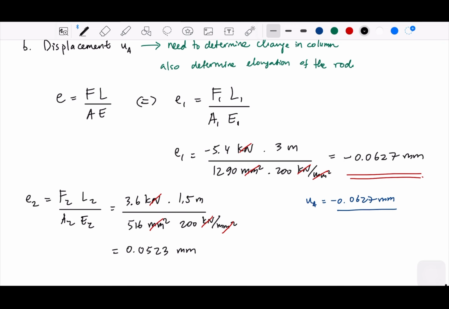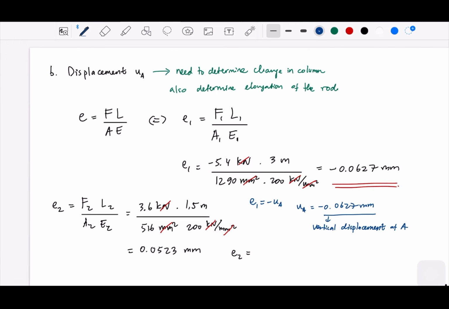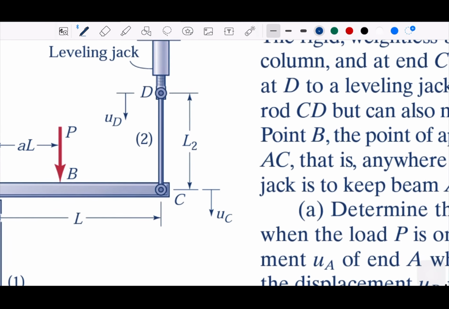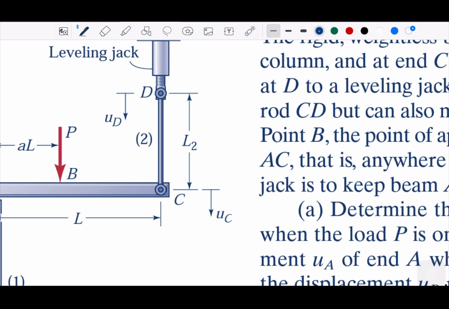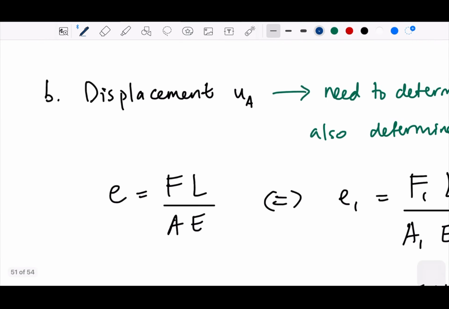And what does this mean? So for UA, when we write here to make sure we got the idea, displacement is that. So it means that this is a vertical displacement at A. Okay. Now E2, let me see the picture first. Okay, so for E2, we have displacement for C and for B, right? So we need to make sure that we also connect those two.